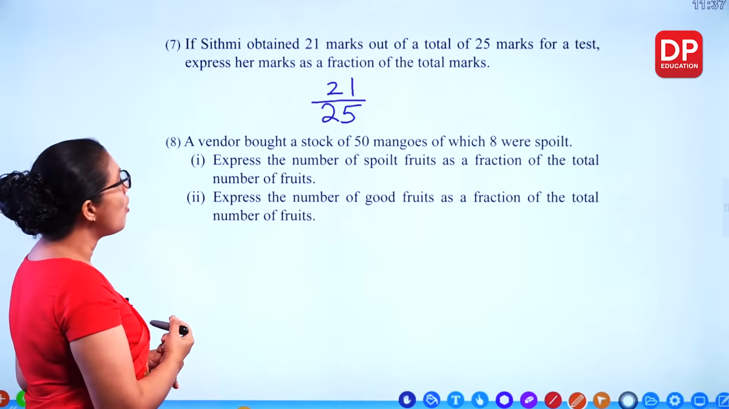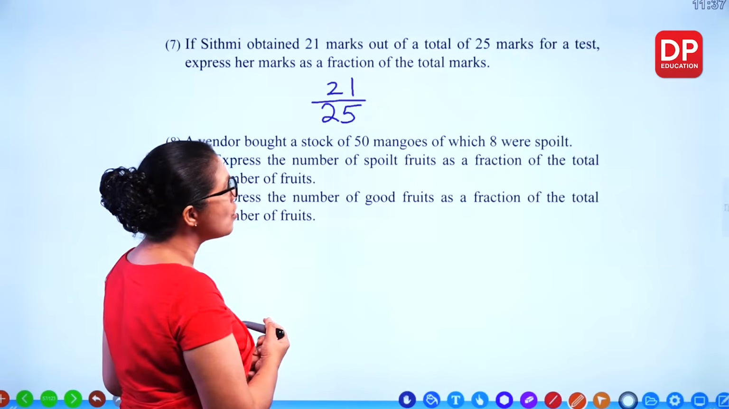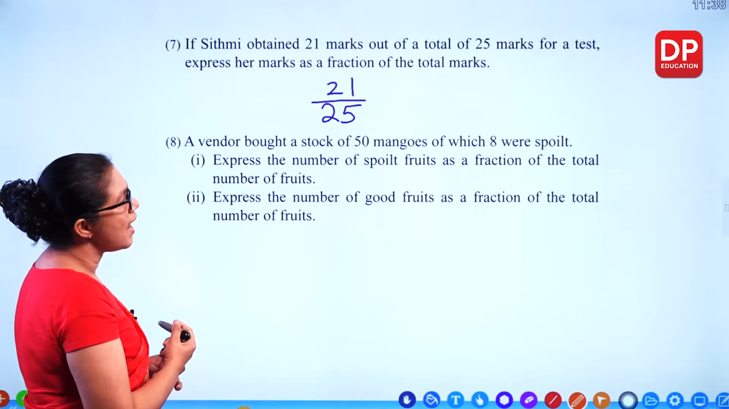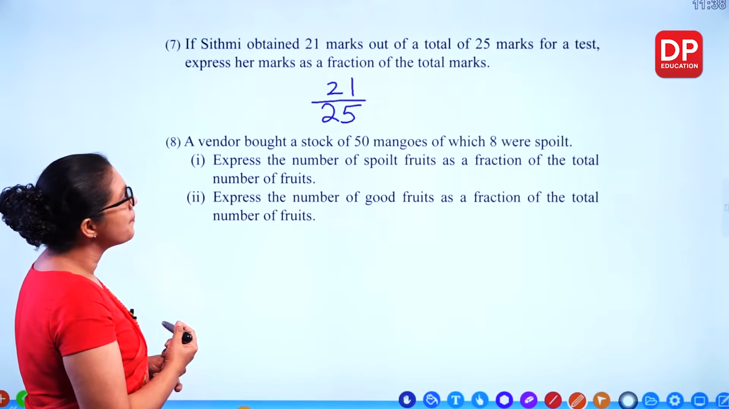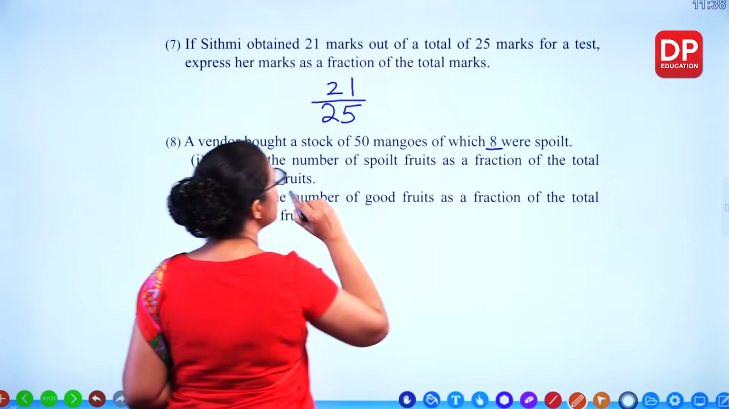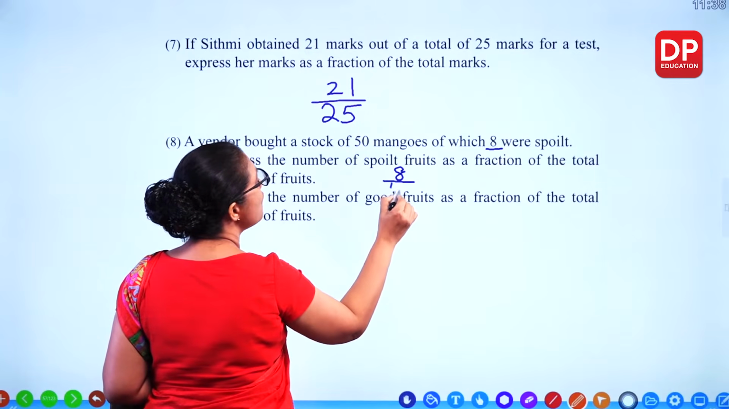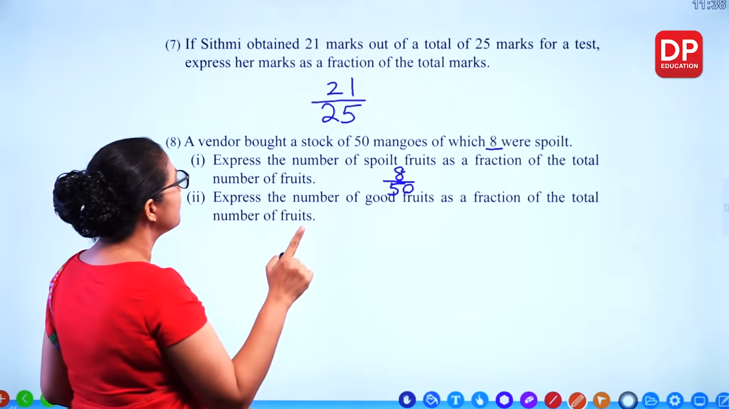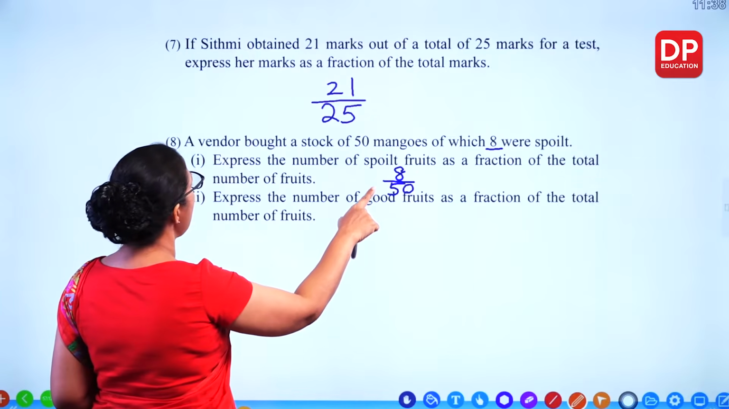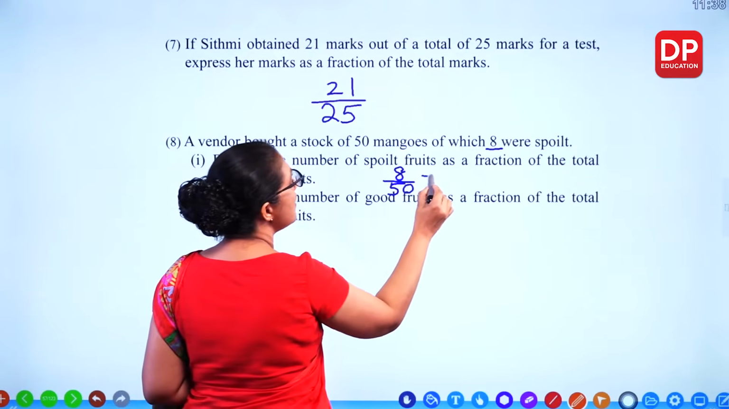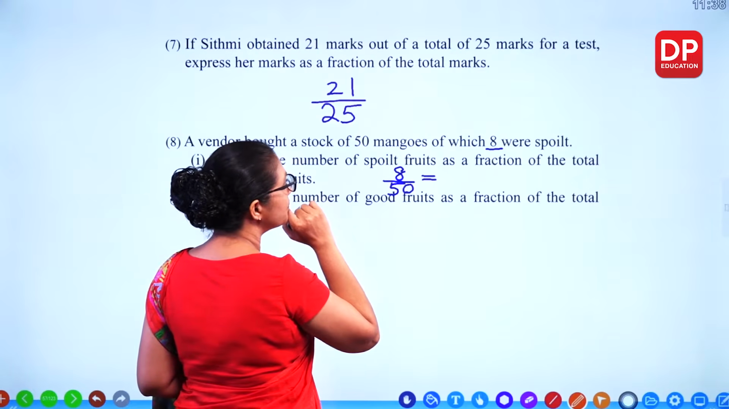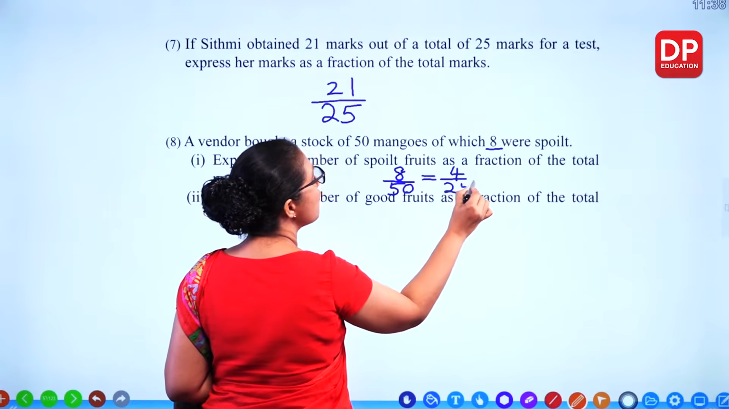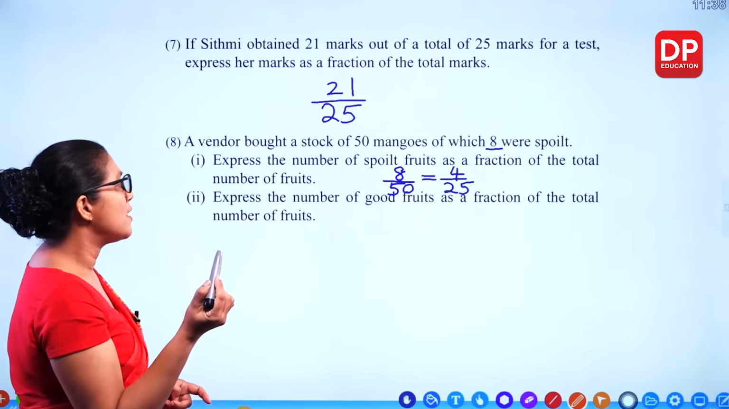Another one, a vendor bought a stock of 50 mangoes of which 8 were spoiled. Express the number of spoiled fruits as a fraction of the total number of fruits. So 8 were spoiled. 8 out of 50. Now we can simplify. So this is not the lowest term. So 8 over 50 you can simplify. Divide by 2. Divide by 2 you get 4. Divide by 2 here you get 25. So you can write 4 over 25 as well.